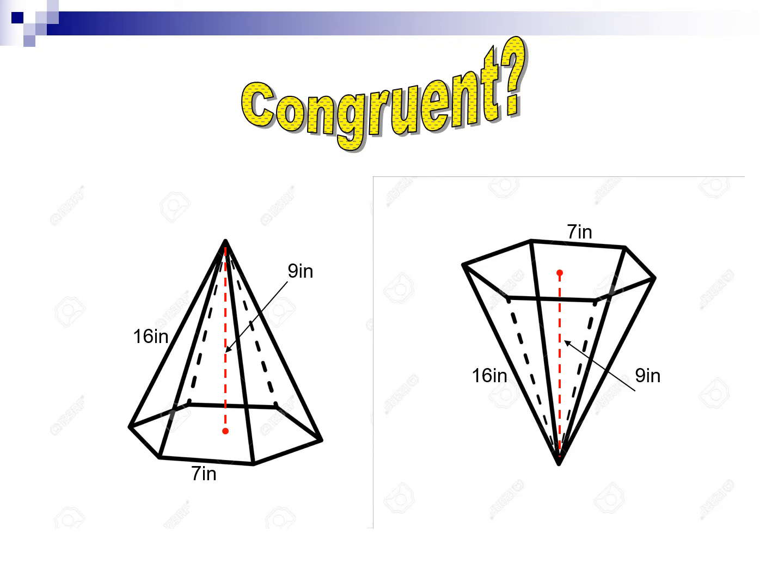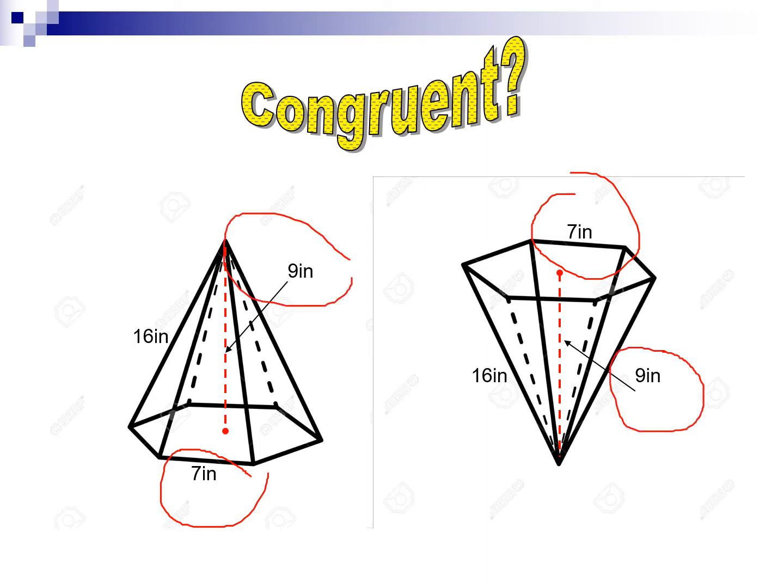Let's look at this polyhedron, namely a hexagonal pyramid. Notice that the bases, the lengths are the same. Notice that the heights are the same. And then the sides are the same. All right, because all parts are the same, we say that these two pyramids are congruent.